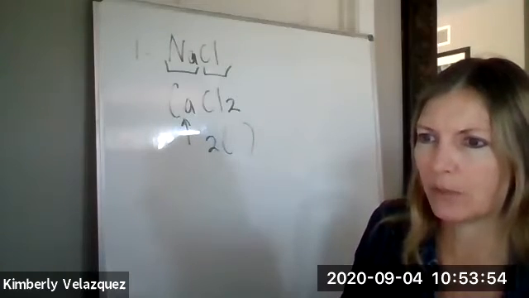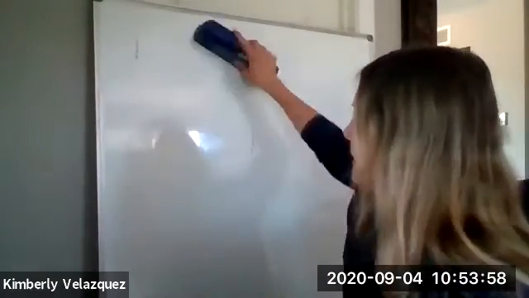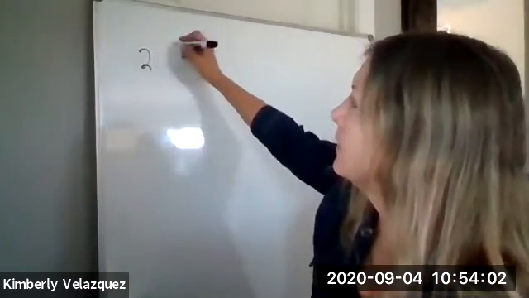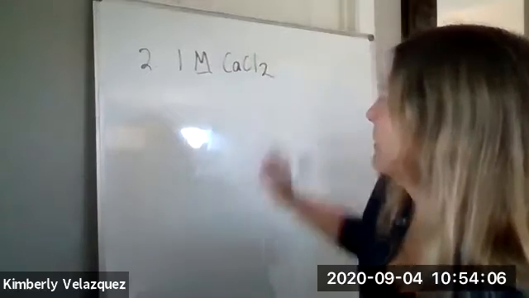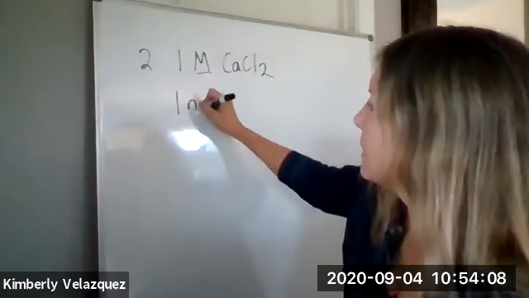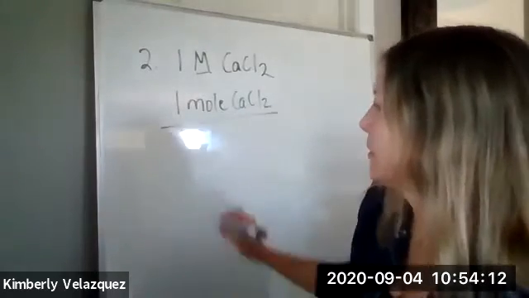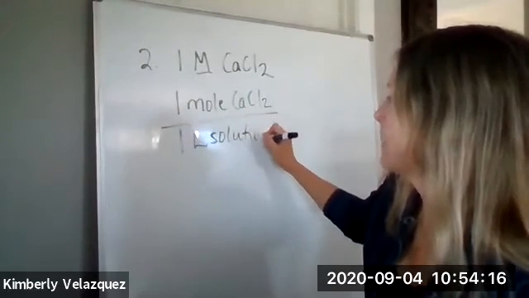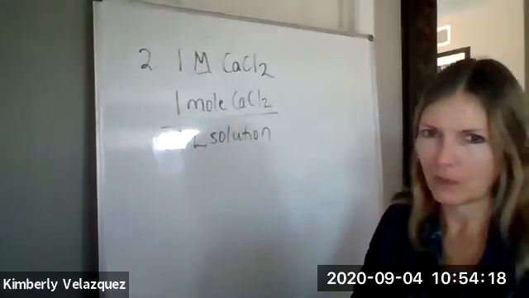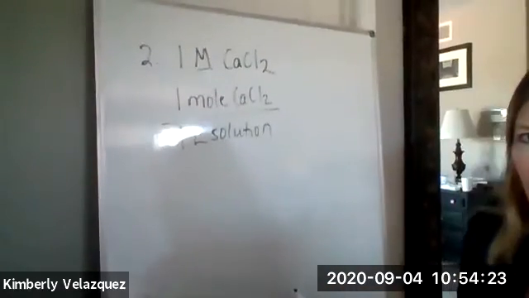Number 2, what does 1 molar solution of calcium chloride mean? One molar calcium chloride. Okay, this means 1 mole of calcium chloride per 1 liter of solution is what that means. So in that case, you would choose D and you would write out the answer.